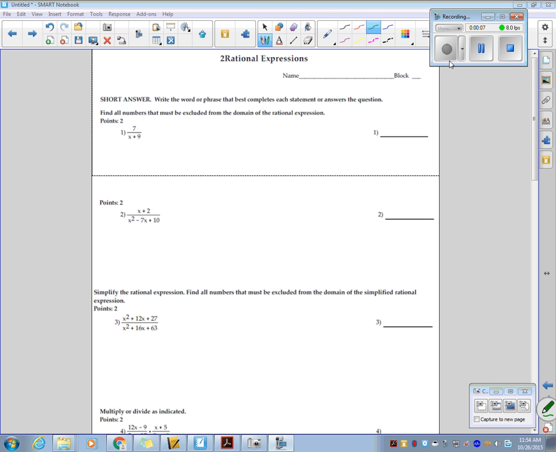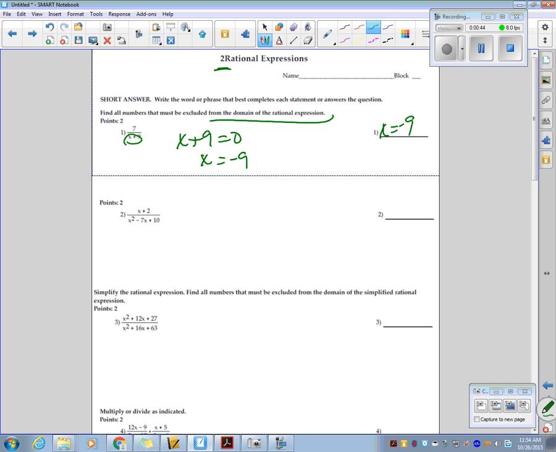Okay, we are going to get started on quiz 2 here. Quiz 2. I should have a 2 up there. And this direction means that we want to tell what values x is not allowed to be, and it comes from here. So you set the bottom equal to 0 and solve. So when x is -9, this is dividing by 0, and it's undefined. So x is not allowed to be -9.